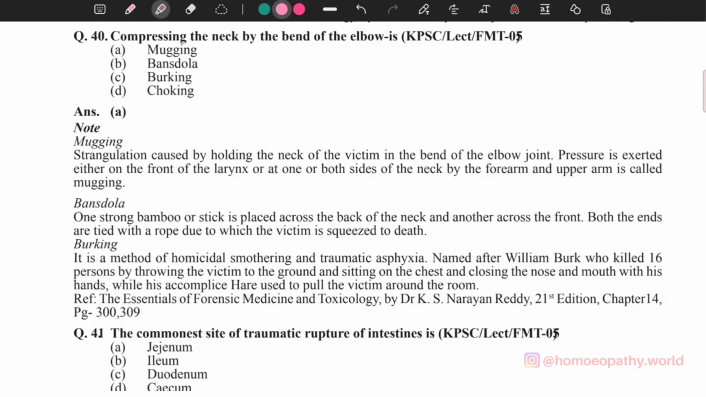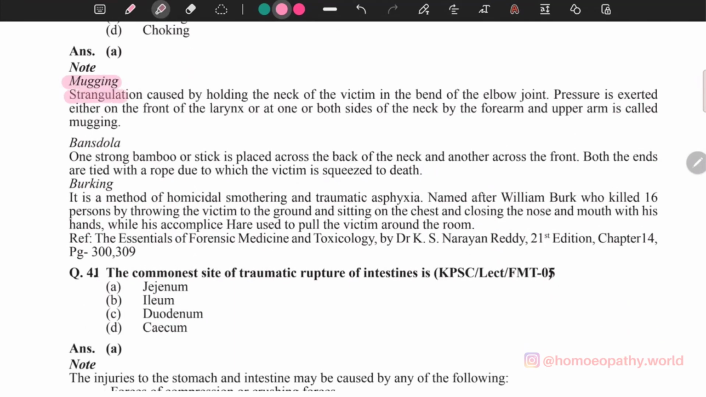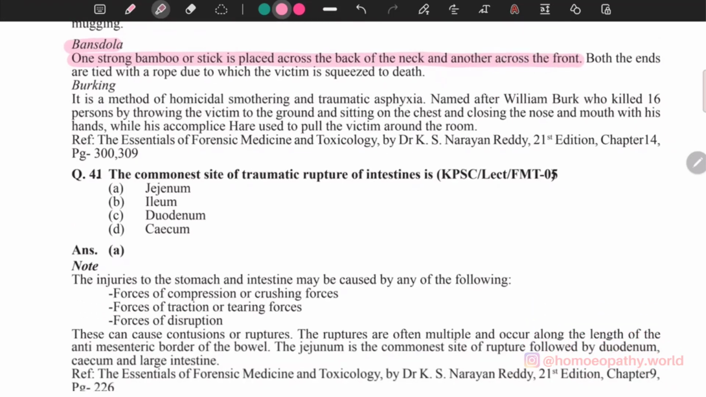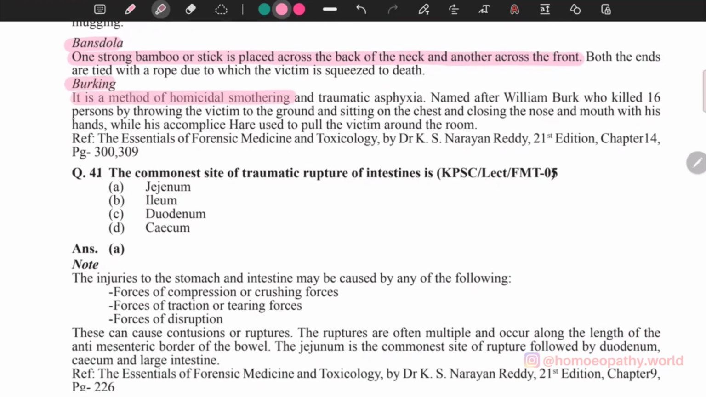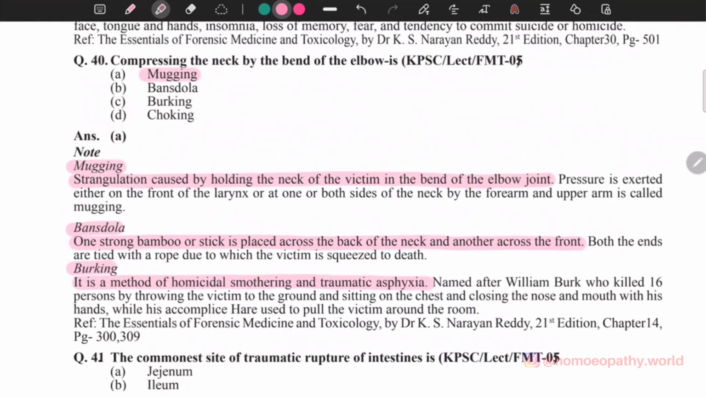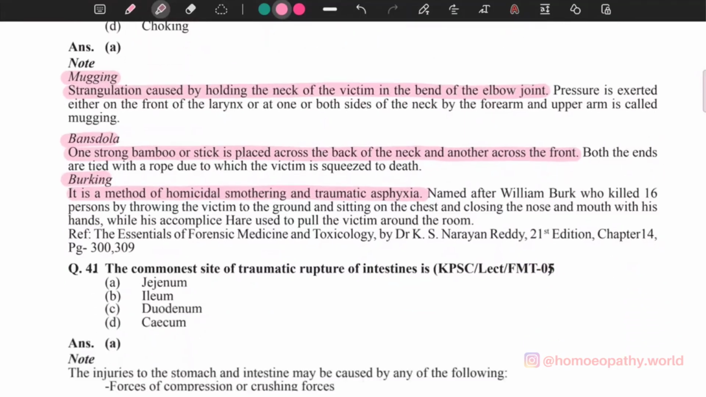So next question, question number 40. Compressing the neck by the bend of the elbow is, now just now we mentioned this in the answers, A. Mugging, B. Bansdola, C. Burking, and D. Choking. So the answer is mugging. Mugging means compressing the neck by the bend of an elbow. Mugging is strangulation caused by holding the neck of the victim in the bend of the elbow joint. Bansdola is where one strong bamboo or stick is placed across the back of the neck and another across the front. Burking is a method of homicidal smothering and traumatic asphyxia. So these things should be remembered so that we know what the correct answer is.